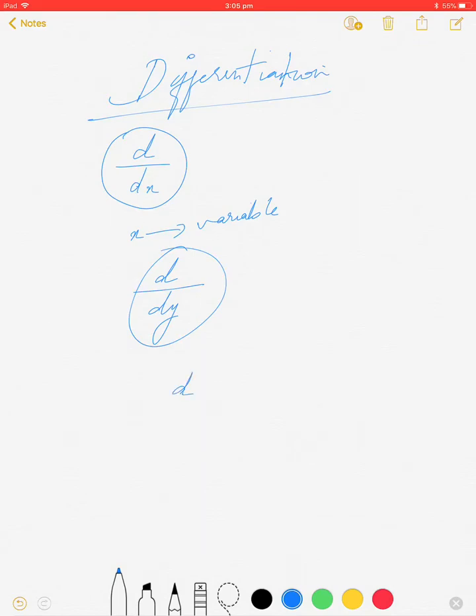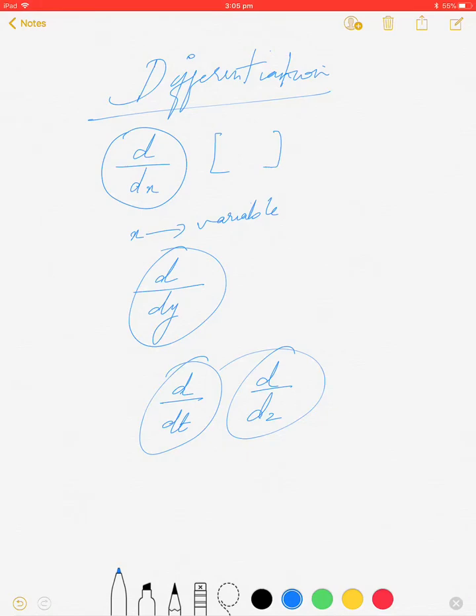We can write it as d by dt. We can write it as d by dz. What it means is that we can use any alphabet in English in order to denote the variable, because what it simply means is that we are differentiating with respect to that variable. So then what will be the thing we have to differentiate? That is the next question.